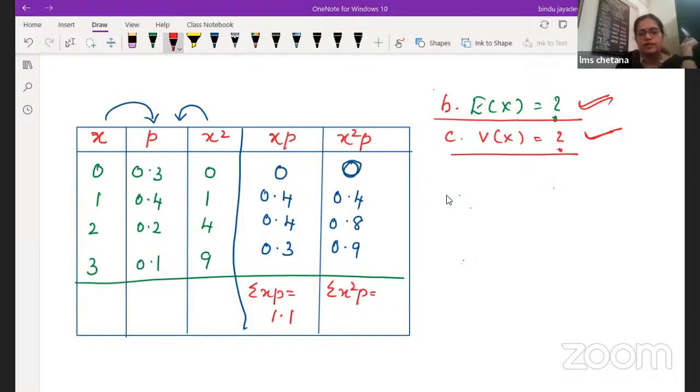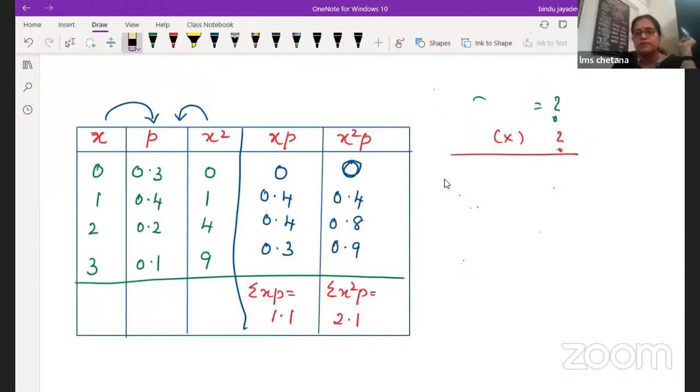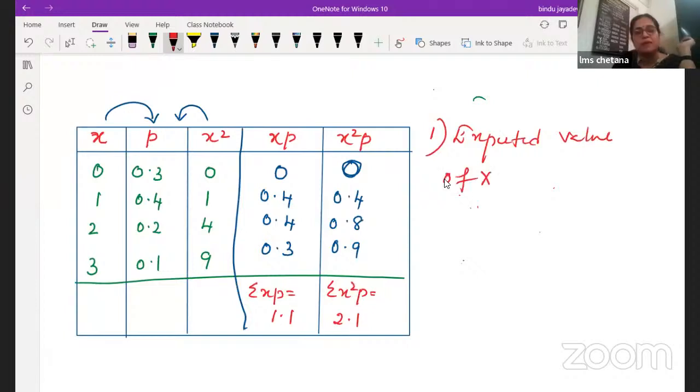2.1, correct. Now our question B and C. What is question B? Write down. Question B: expected value of x. Now please listen very carefully. Expected value of x is the same as the mean. That means in the examination, they can ask you to find the mean of x for the same probability, mean and variance.